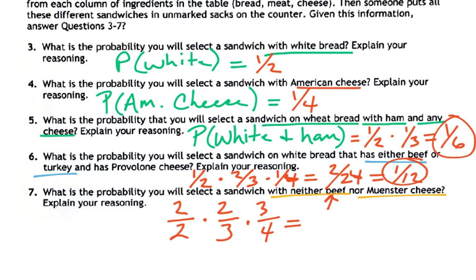And again, multiplying across the top, multiplying across the bottom, we have 2 times 2 times 3 is equal to 12. And then 2 times 3 times 4 is 24, which is a 1/2 probability that we have a sandwich that does not have beef, nor does it have Munster cheese.